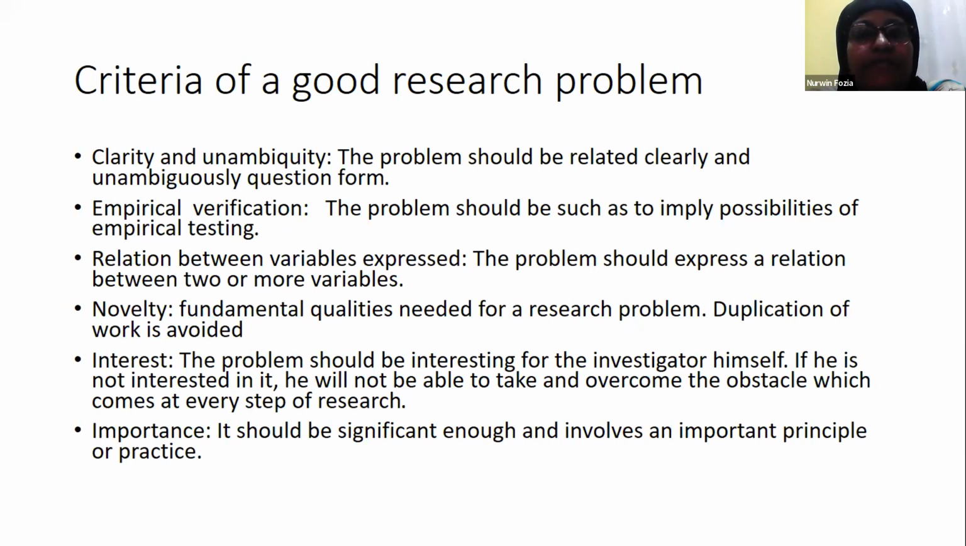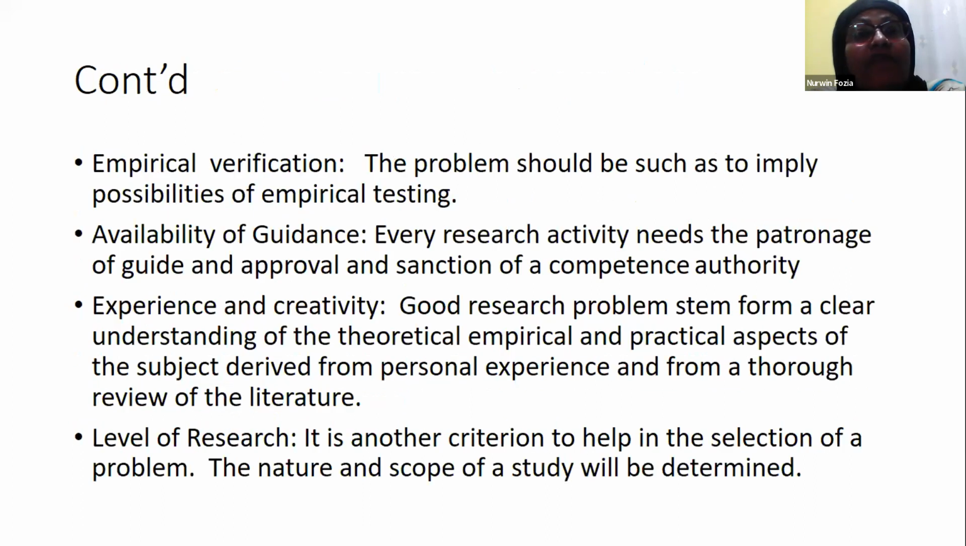Interest and importance should also be there in terms of your research problem. Availability of guidance: you should have a lot of guidance in terms of authorities and your theoretical analysis. Experience and creativity should also be there. And then the nature and scope of your study will be determined by the level of the research. Undergraduate research will not be as much as PhD research. For those who are doing a PhD, you're looking at hypothesis testing, you're looking at answering questions among others. But for an undergraduate, you may just be answering questions and that is it.